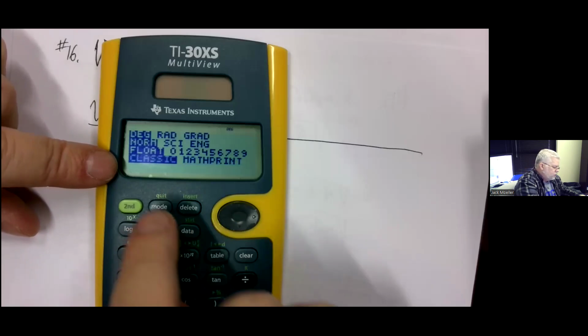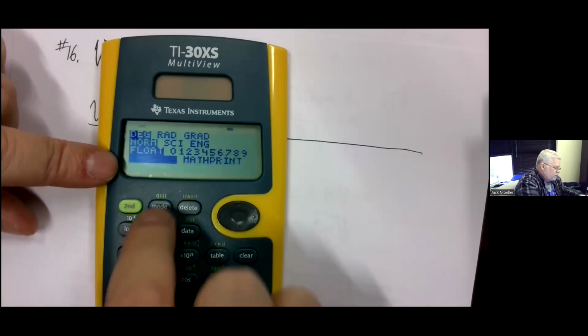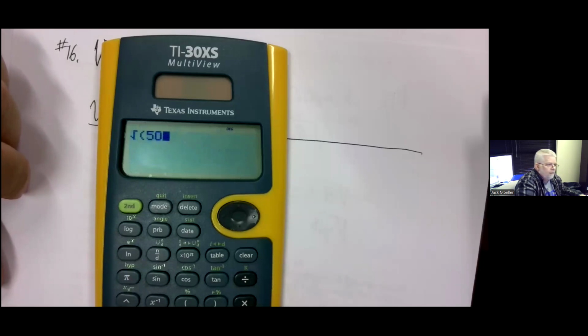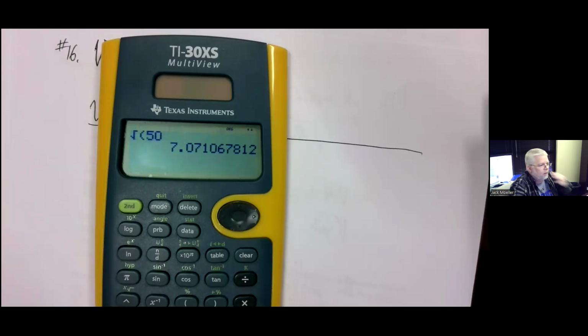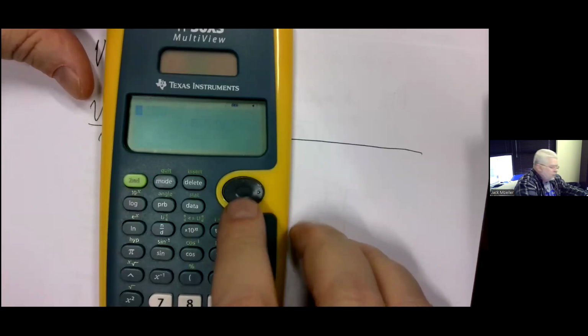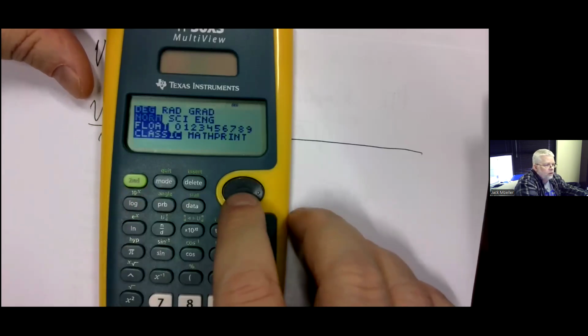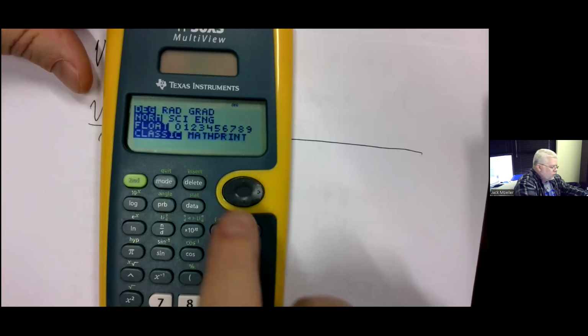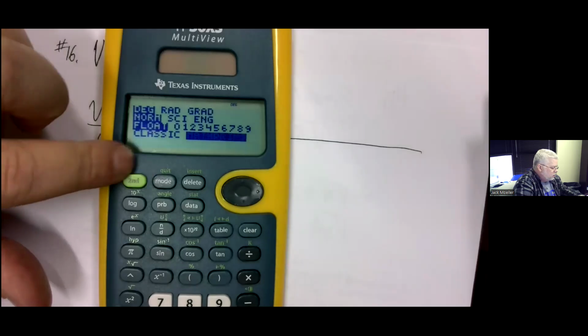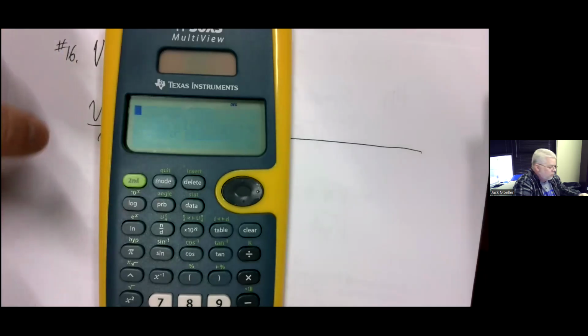And so what happens when I go back, say I do square root of 50, it's going to give me a decimal number by default. If you want the radicals by default, for these calculators, you have to make sure they're in math print. And then your second quit will get you back to the home screen.